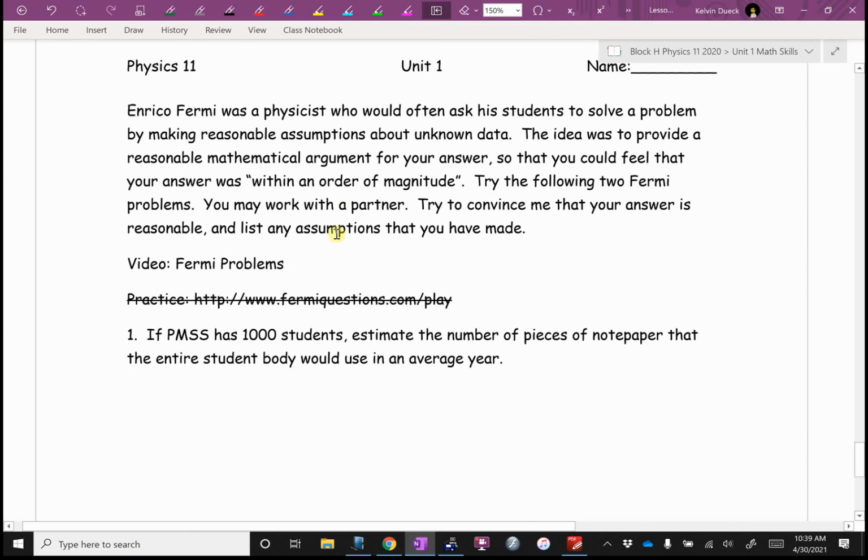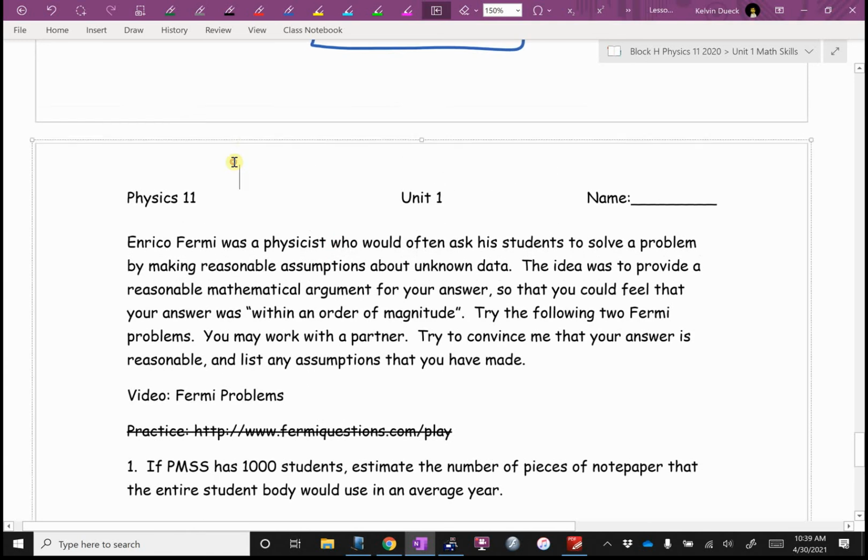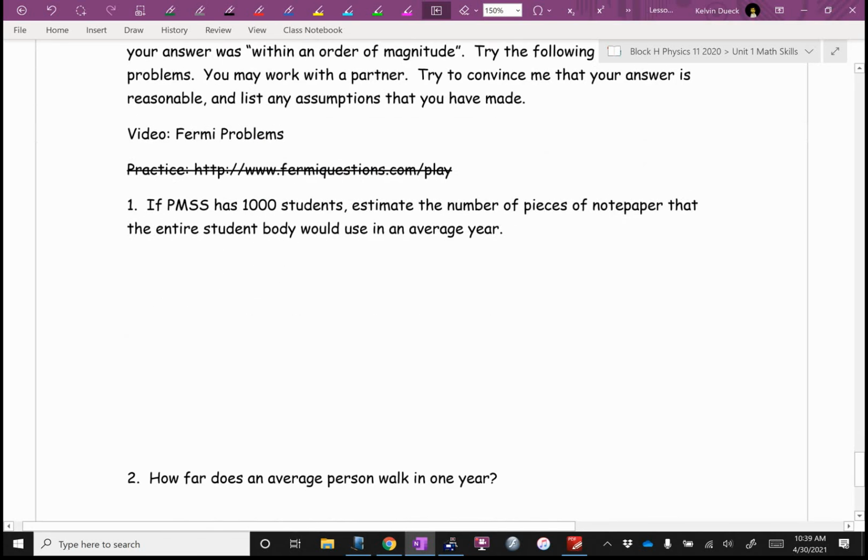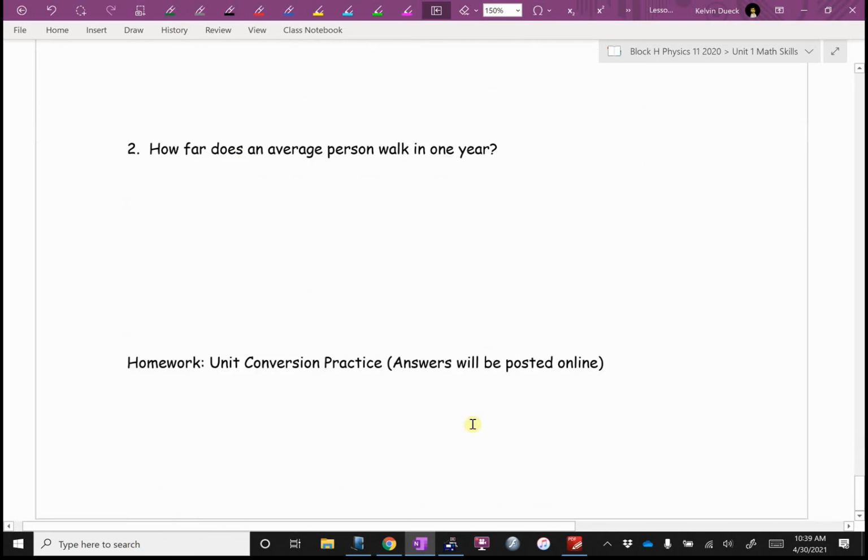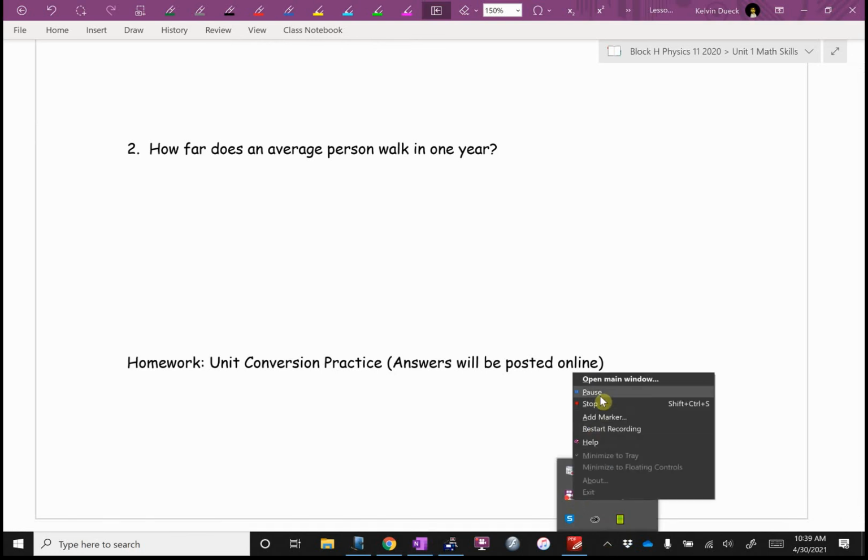I've talked for a while, so I'm going to do this. I'll start on Monday with this little thought puzzle called Fermi Problems. Instead, I'm going to give you some homework to practice with.